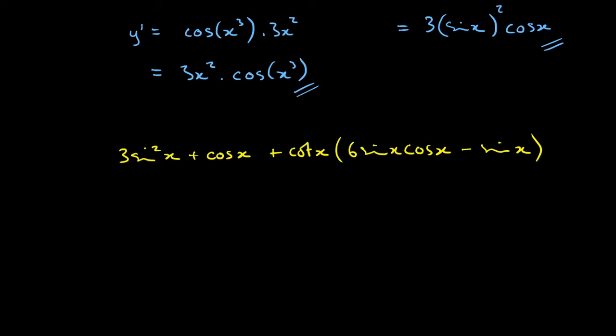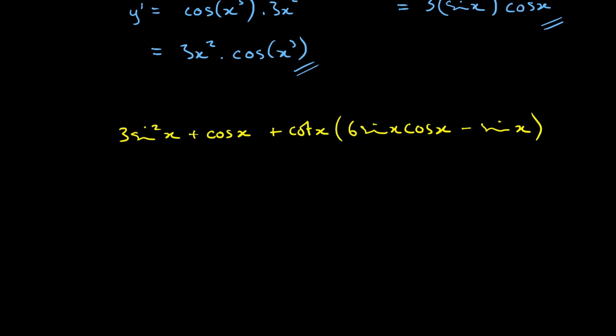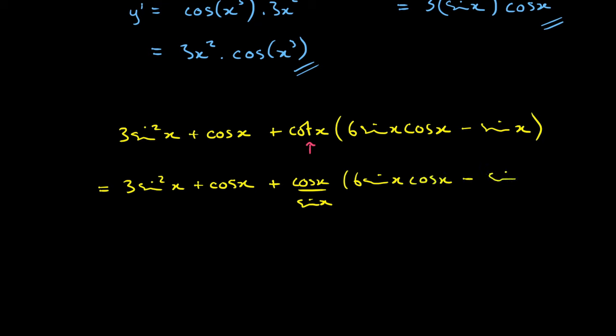Okay. All right then. Then we just need to simplify this basically. So what's this going to be equal to? We're going to get 3 sine squared x plus cos x. Now what is cot? Cot is 1 divided by tan, right? Because the third letter there is t. So sec, the third letter is c, so it's 1 upon cos. Cosec, the third letter is s, so it's 1 upon sine. Cot, the third letter is t, so it's 1 divided by tan. And tan is sine divided by cos, so we can rewrite cot as cos x divided by sine x, times 6 sine x cos x minus sine x.